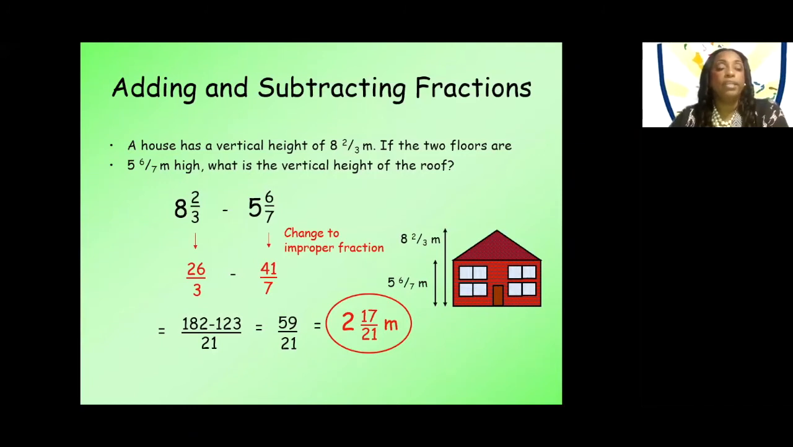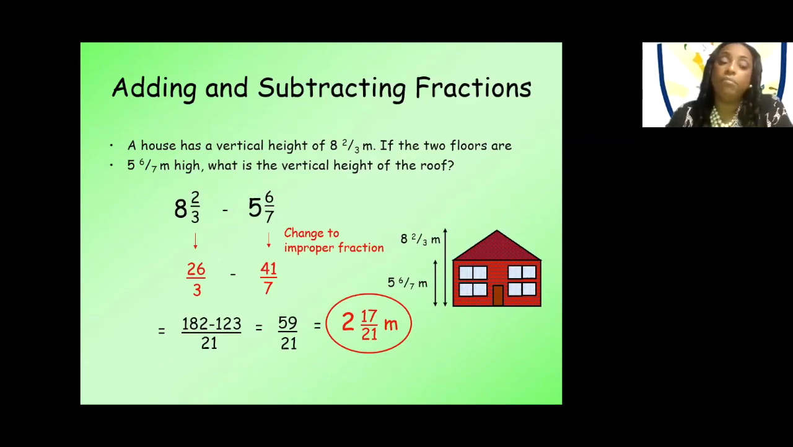So here we end up with 182 minus 123, all over my LCM, which in this case is 21. 182 take away 123 is 59 over, look at that, we are going to keep our denominator, our LCM. Remember, we made that common, so we're going to keep that. Take that right over and let that 59 sit right on there. Look at the 59 over 21.